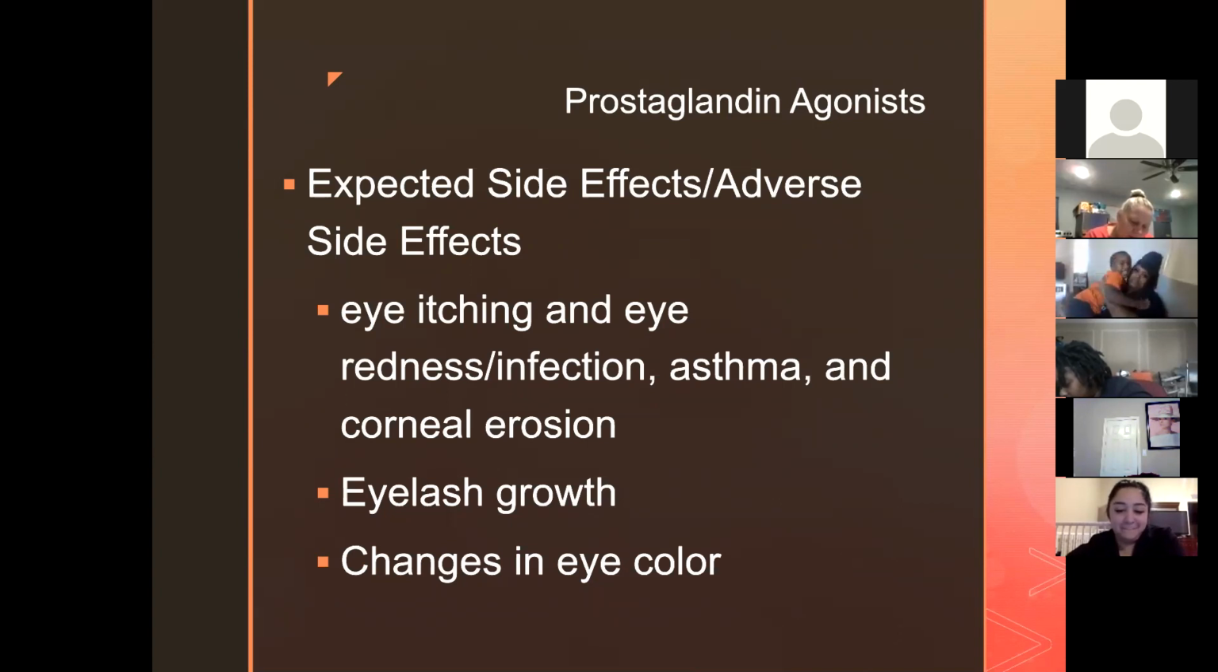All right. This medication can also change your eye color. So these are the things that you must tell your patient so that they're not scared and decide not to take the medication if they see any of these occur. Okay.